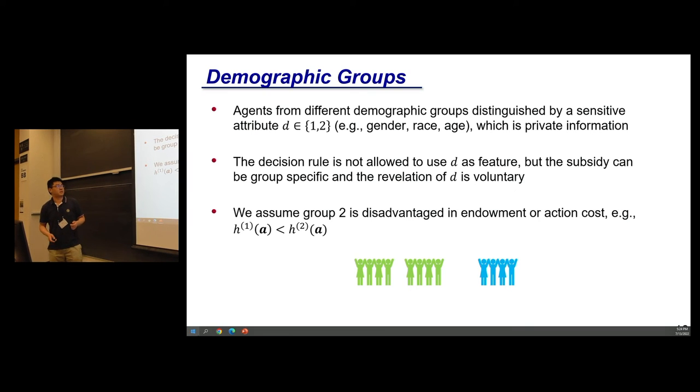So another hot topic in strategic learning is the fairness issues. Here we will elaborate more when we have different demographic groups in the game. So we consider the decision rule to be not allowed to use the sensitive attribute for classification, but the subsidy mechanism can make use of this sensitive attribute and let the agents reveal the sensitive attribute voluntarily to participate in different subgroup subsidy mechanisms. And we consider two different types of group disadvantages, the first one being disadvantage in feature and the second one being disadvantage in cost. Here we'll elaborate on the latter one because it provides better intuition.